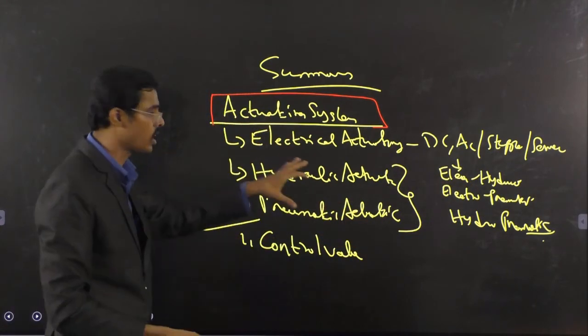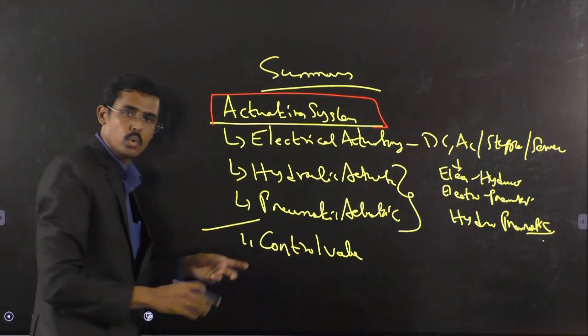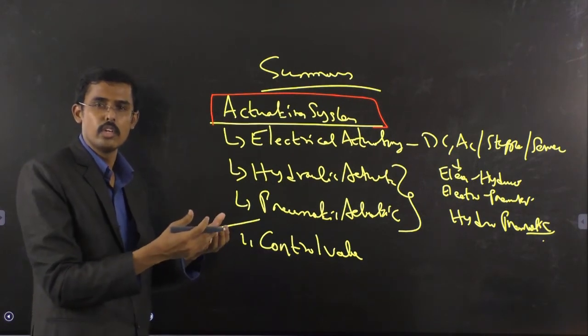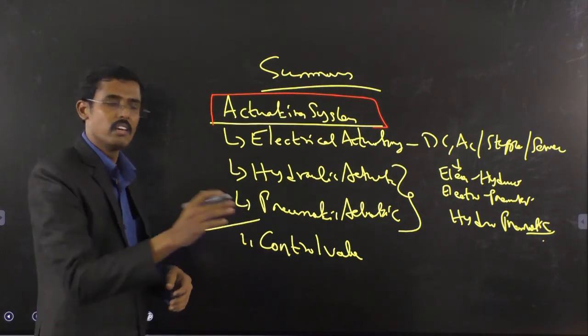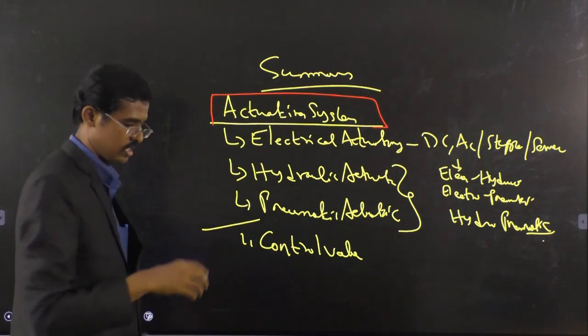For all these hydraulic and pneumatic systems, we need the control valve to open, to close, to relieve pressure, to maintain, to load, to unload, various conditions and factors.